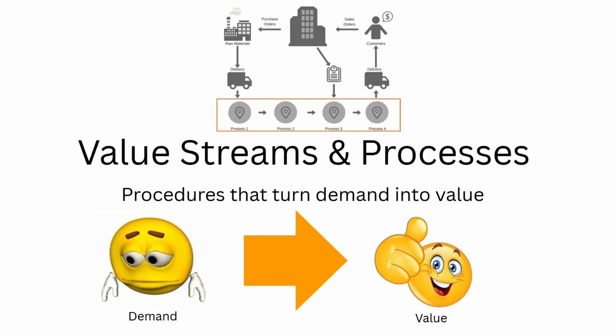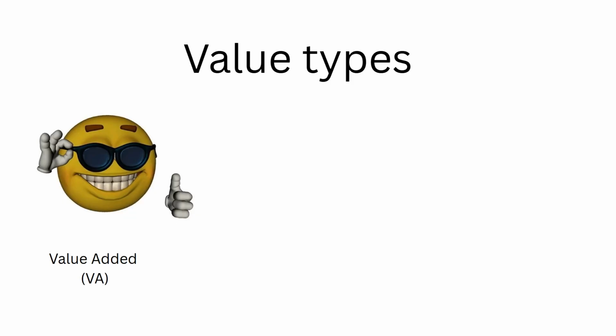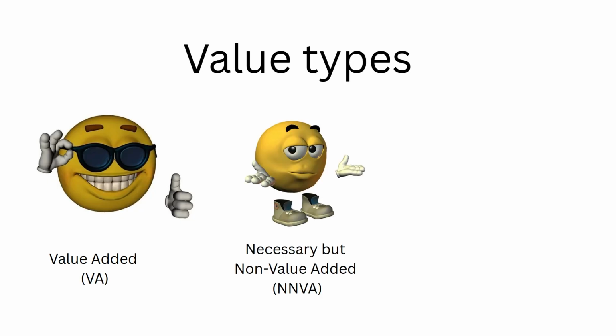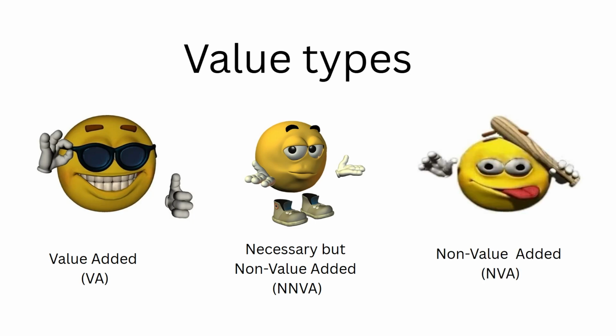And finally, the last one is value streams and processes. This is the procedures that turn demand into value. This is important because the goal of ITSM is to convert demand into value. Value streams have 3 types. A value stream is the steps it takes to start from demand and end with value. So a good process would add value. So it's a VA. There is another one that does not add value but is still required, which is necessary but non-value added. So it's an NVA. And the final one is pure waste and should be removed.